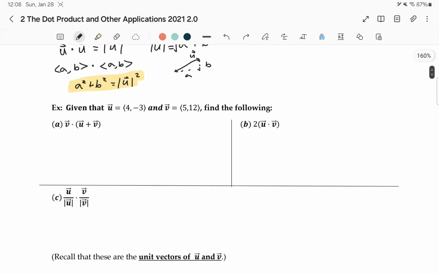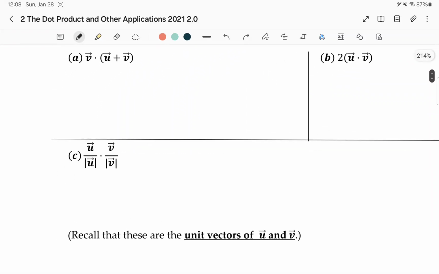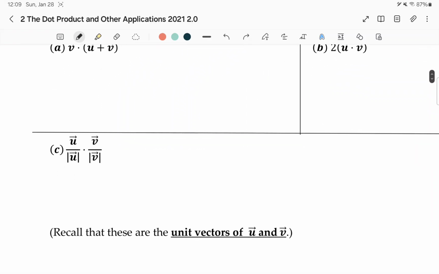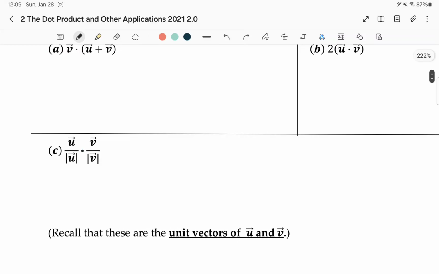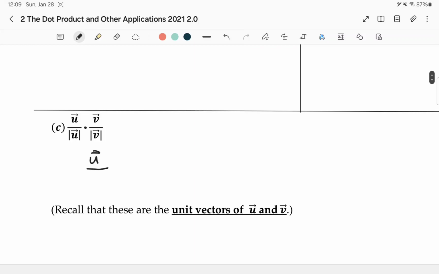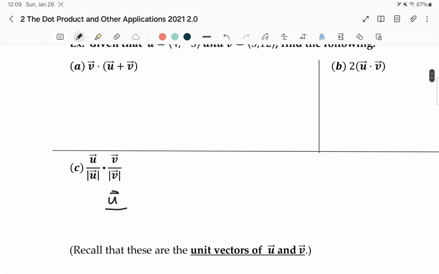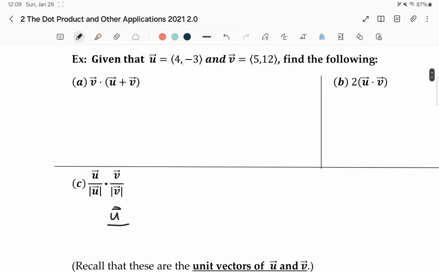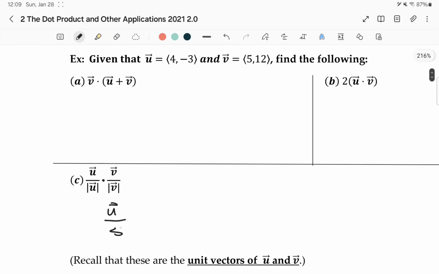So I won't do a or b. You can find those on the completed notes. But for c, this one's sort of important. So this is going to be dot producting here. So we have u like this. I'll just rewrite it, and then we actually do know the magnitude of these two vectors. If you have 4, 3, remember Pythagorean, so this will be 5.